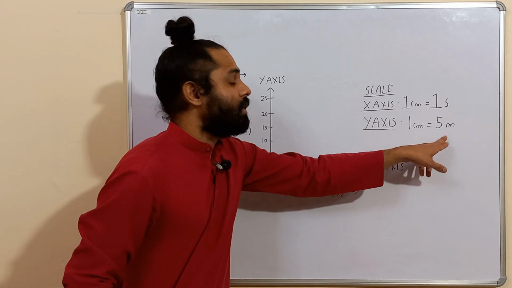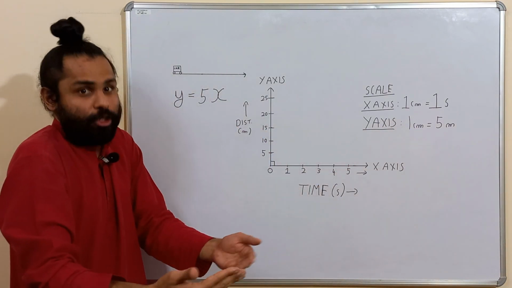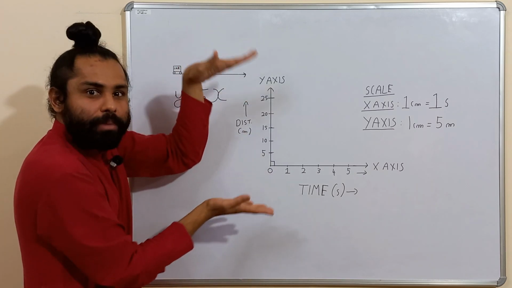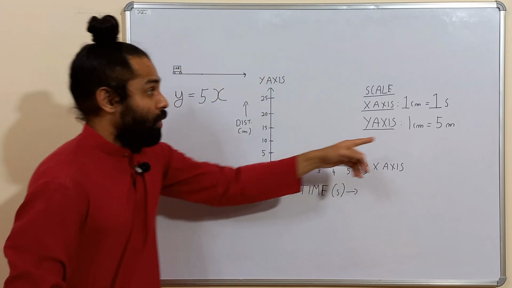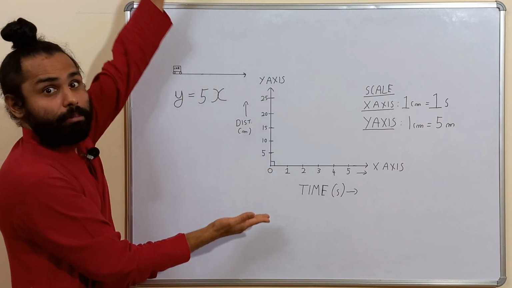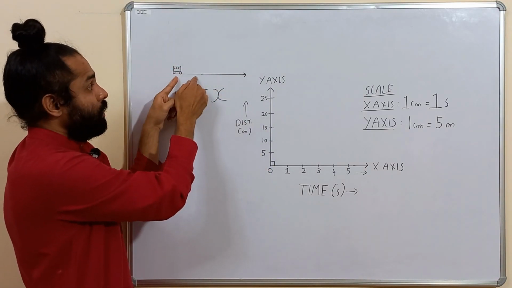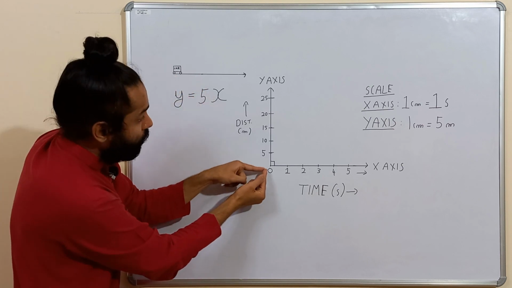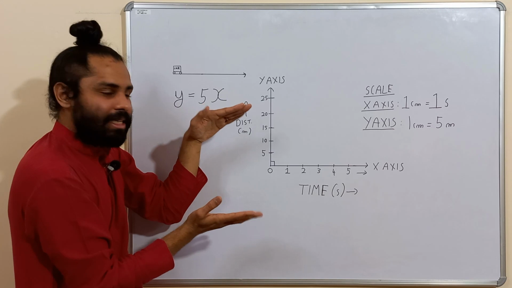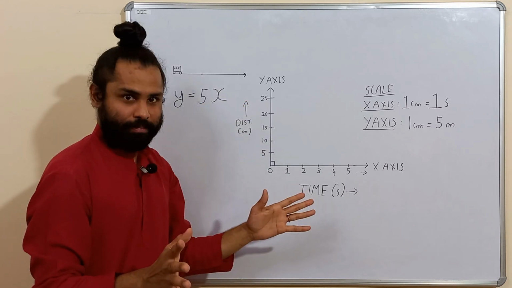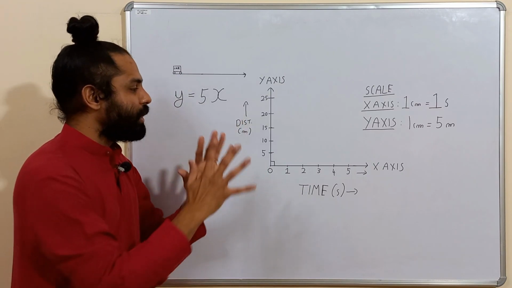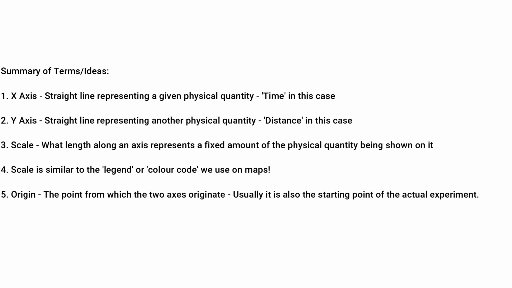So 1 centimeter is showing a distance of 5 meters in the experiment, so that the diagram becomes small. If I made 1 centimeter actually mean 1 centimeter in the experiment, then the diagram becomes very large, because even for a car to travel 5 meters, I would have to draw a 5 meter line. So this makes the diagram nice and snug. So now we have our scale for the x-axis and the y-axis, and now our picture is slowly getting formed.